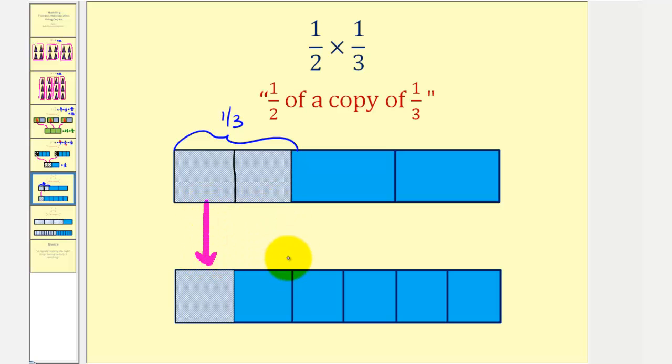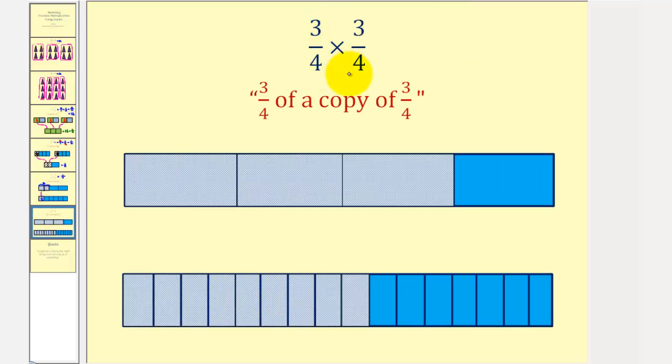And if we divide this into equal pieces, notice how we'd have 6 equal pieces, and therefore 1/2 times 1/3 would be 1/6. Again, procedurally, notice that 1 times 1 is 1, and 2 times 3 equals 6, giving us a product of 1/6. Let's take a look at one more example that's a little bit more challenging.